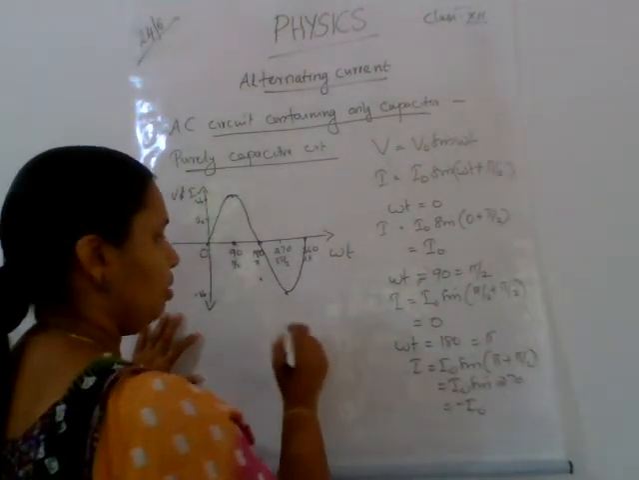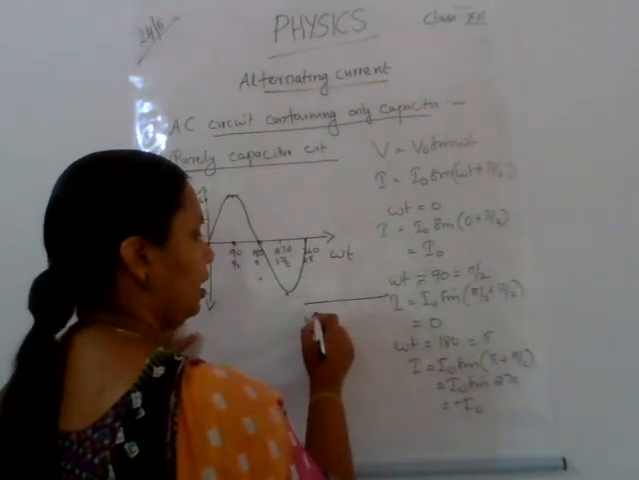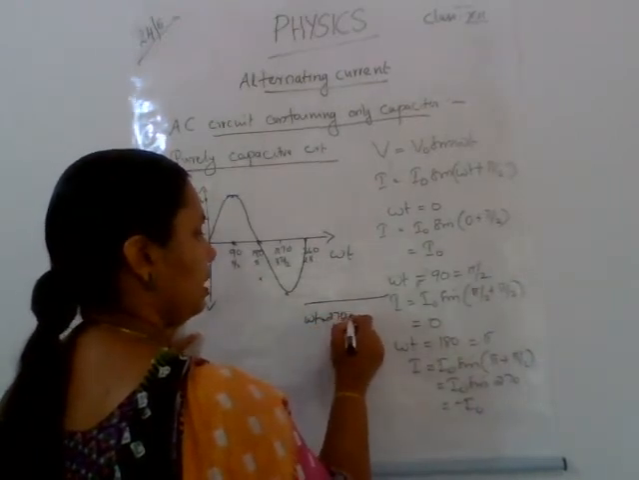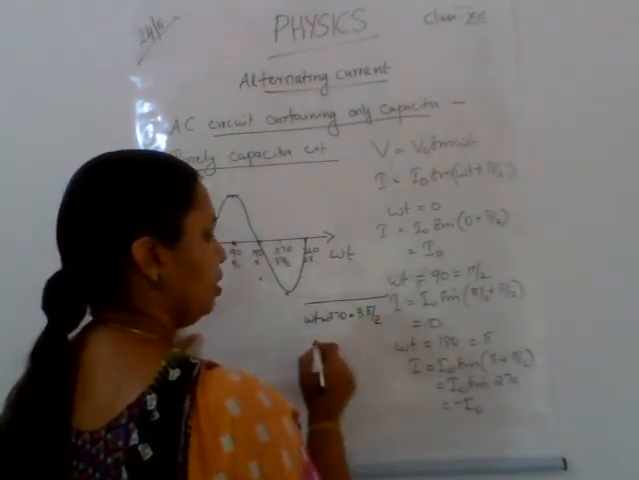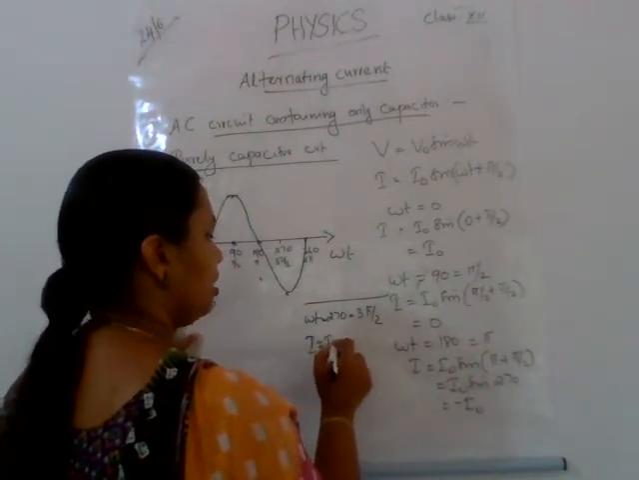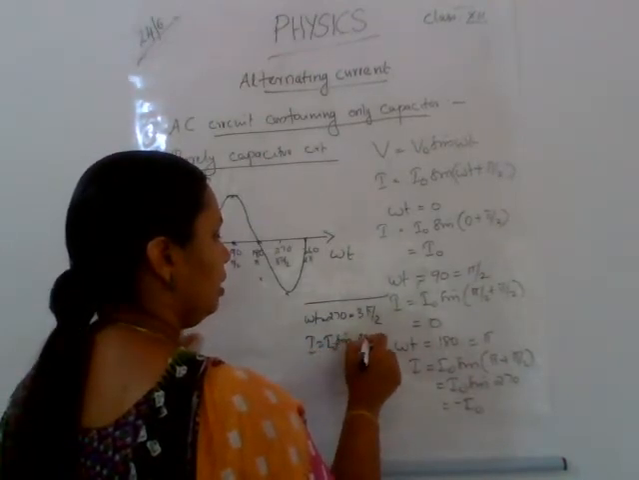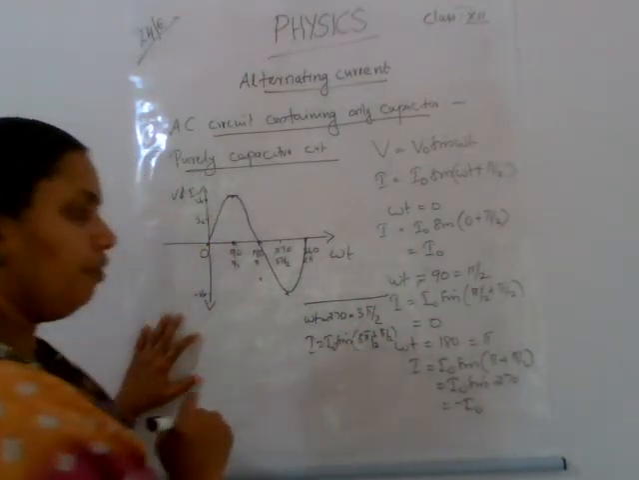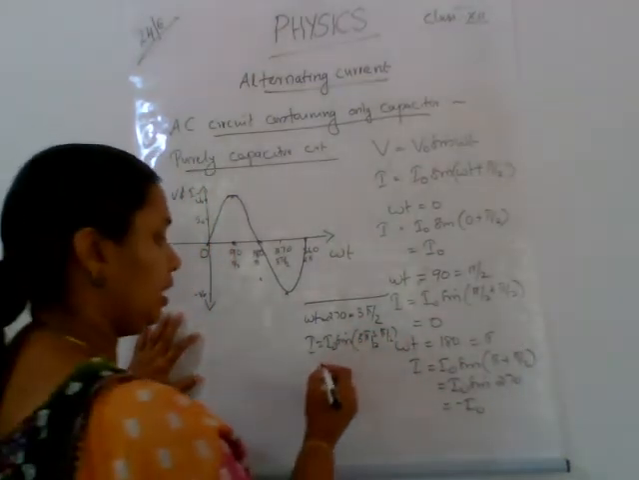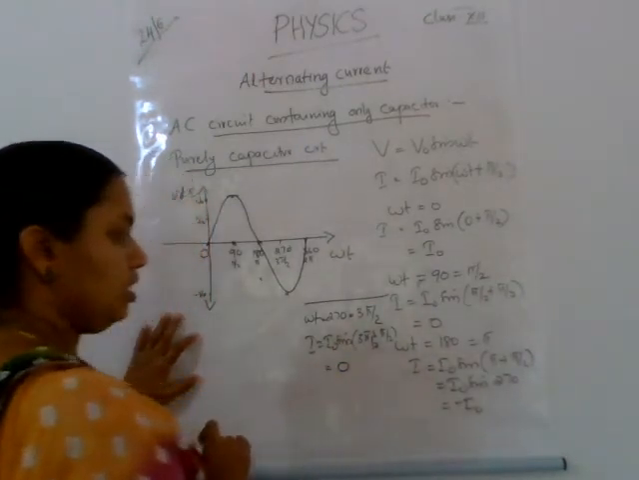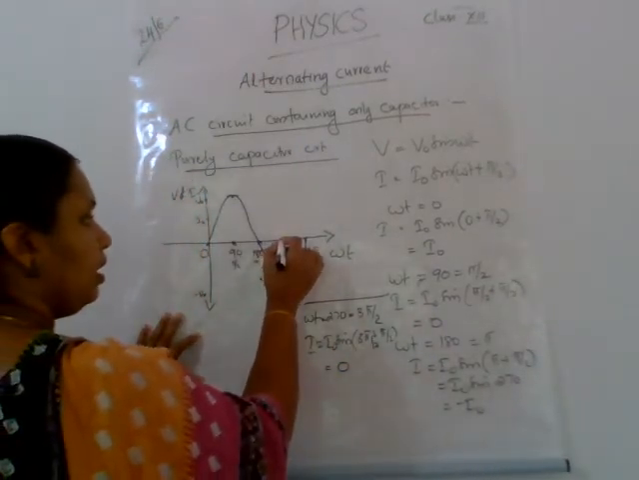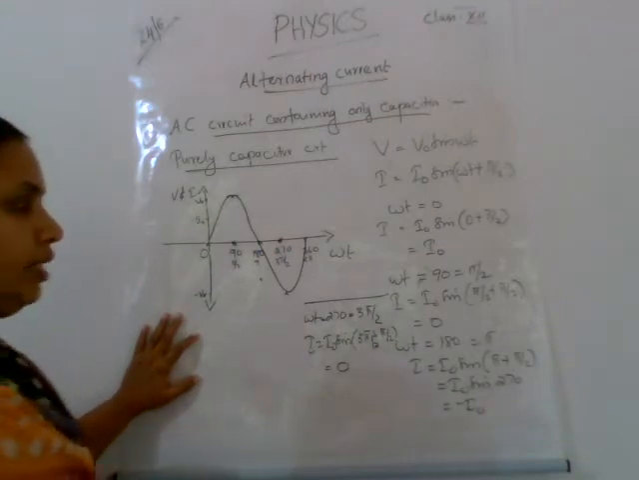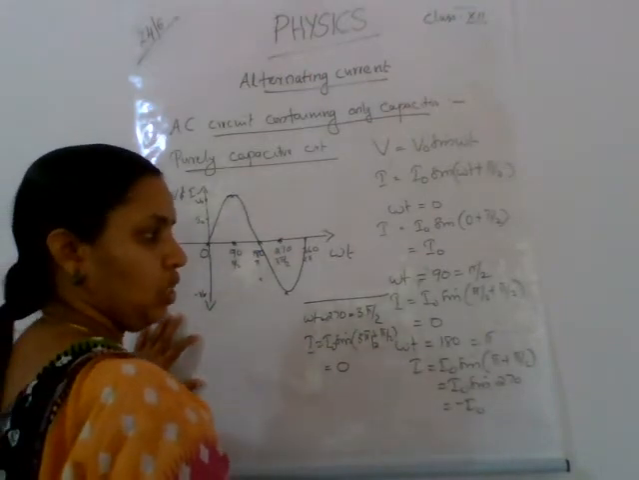The next is what? Omega t is equal to 270 is equal to 3 pi by 2. That is I equal to I0 sin (3 pi by 2 plus pi by 2). How much is it? 4 pi by 2. It is 2 pi. Sin 360 comes 0. So where is the point? This is the point.